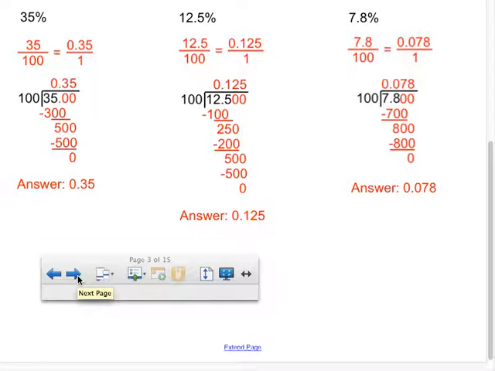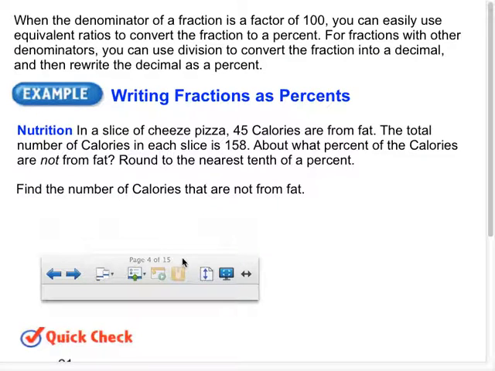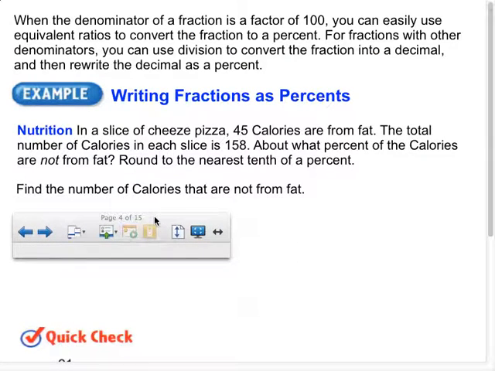Now, moving along. Let's go ahead and read through this. Now, listen, a lot of you struggle on the word problems. Because I'm putting this up on the YouTube channel for the class, I'm going to go ahead and read this. When the denominator of a fraction is a factor of 100, you can easily use equivalent ratios to convert the fraction to a percent. For fractions with other denominators, you can use division to convert the fraction into a decimal and then rewrite the decimal as a percent.